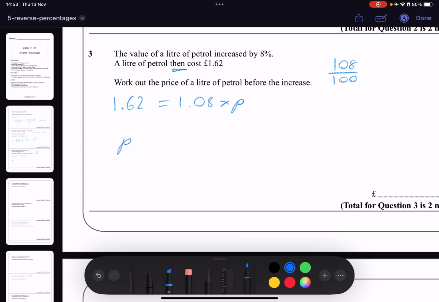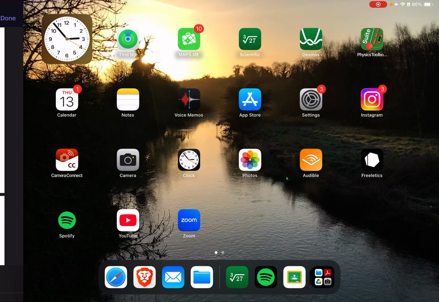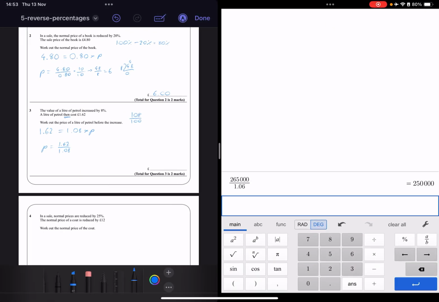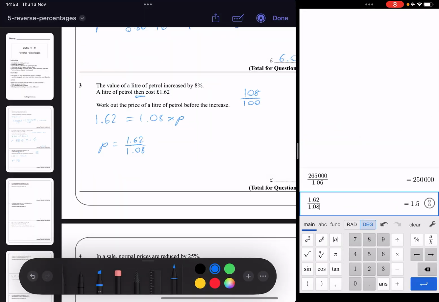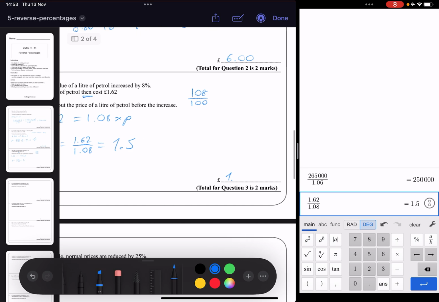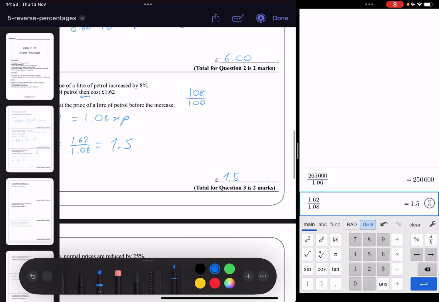Or gasoline if you're American. And so then we just rearrange that. P is equal to 1.62 divided by 1.08. I'm not going to do that on paper. I'm just going to do that using the calculator. So 1.62 divided by 1.08. And there we go. A pretty sensible answer again. That gives me 1.5. Strictly speaking, if we're being really, really careful about everything, we'll write 1.50. It's not going to kill you if you forget to write in the zero. £1.5 is still the same as £1.50.